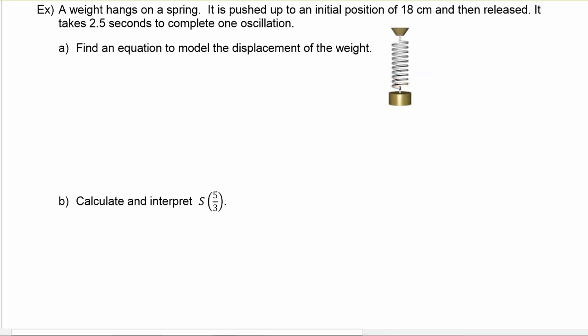So now let's get this into your notes. We'll make a little coordinate plane here.